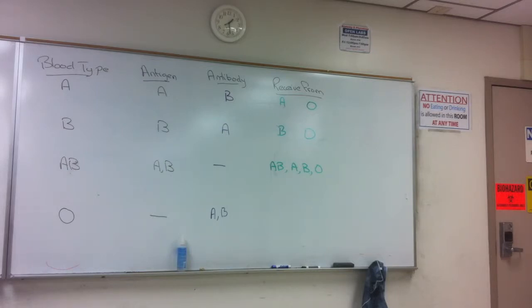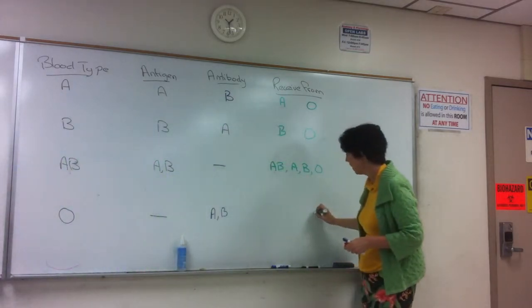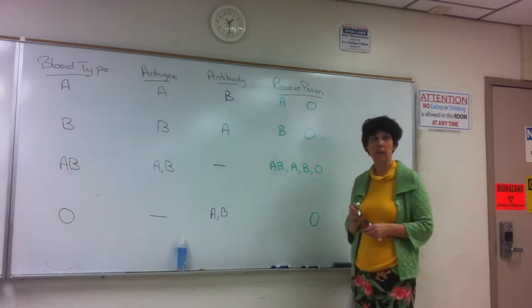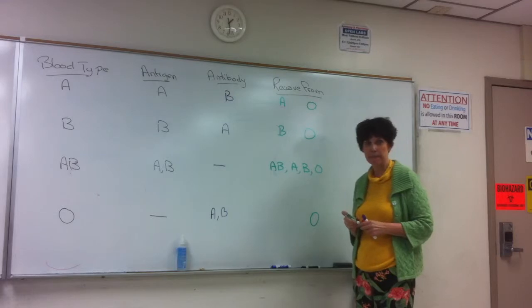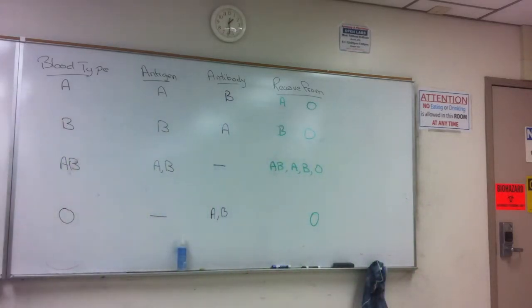So I can't receive anything that has A or B. Does that make sense? Because if you understand that, you can figure all of this out. So I can only give to myself. You can only give O. All right? And if you forget that, for it to make sense, make a drawing.